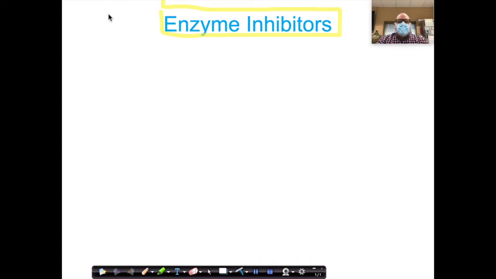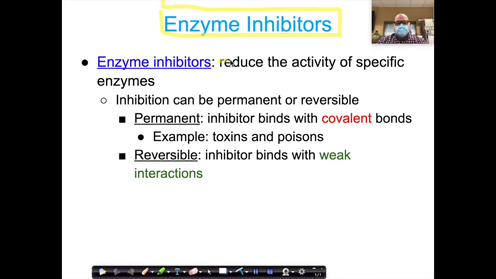So inhibitors do exactly what it sounds like. They reduce activity of very specific enzymes. The inhibitor for one enzyme might not have any effect on the other. So this can be really interesting. A lot of poisons or toxins will bond permanently with your enzyme, and then the enzyme's pretty much done. This is like going around putting super glue in all the locks in the school. You're not going to fix that. And that's pretty toxic behavior.